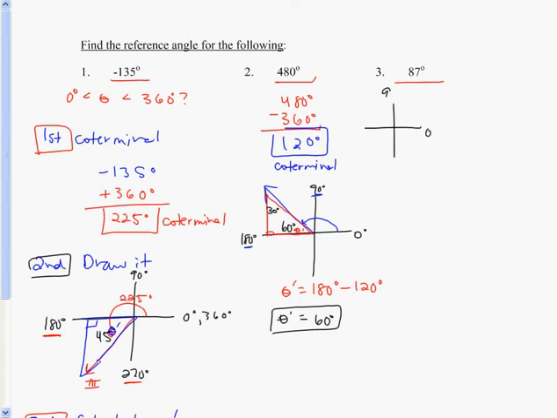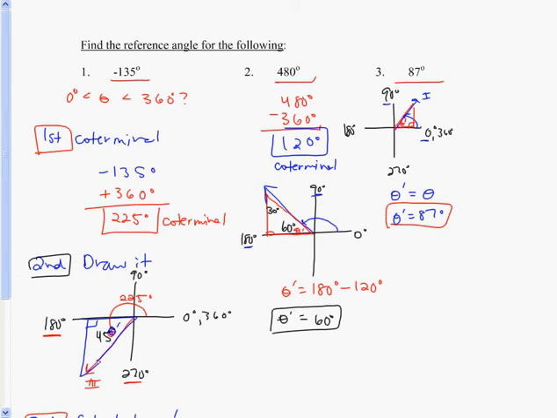So I've got 0, 90, 180, 270, and then of course 360. This is between 0 and 90. It's already in quadrant 1. So again, your theta prime is the same thing as theta in quadrant 1. So our theta prime is 87 degrees. It's its own reference angle. Sounds kind of southern. It's its own reference angle. So then there's no work to do.